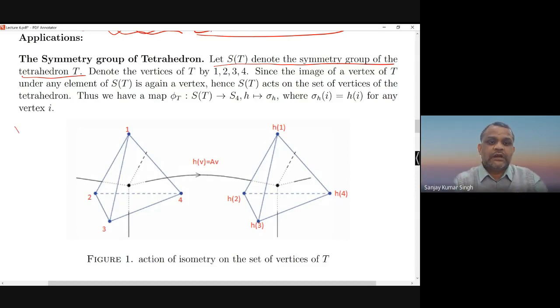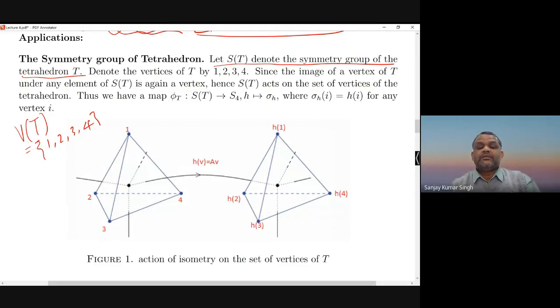Suppose I represent the set of vertices of this as V_T, and this set is just {1, 2, 3, 4}. So these are vertices 1, 2, 3, 4. Now, I already mentioned that a group action is the same as a group homomorphism. So now I have this set {1, 2, 3, 4}, and I am saying the symmetry group S_T acts on this set. It means it takes any element here and sends it to another element in this set.